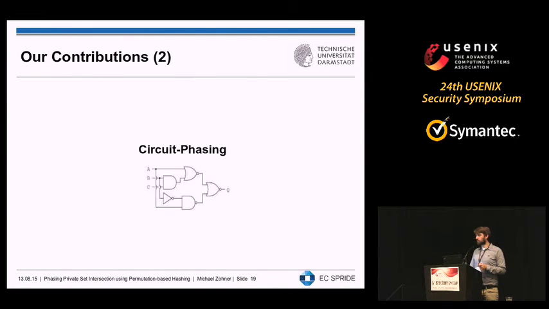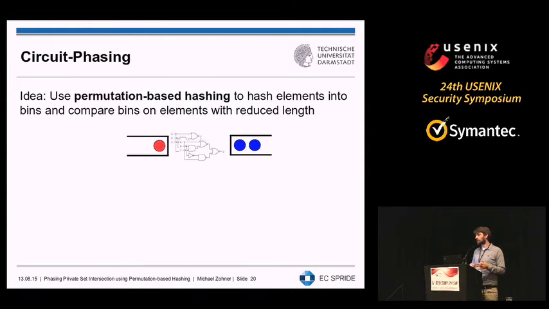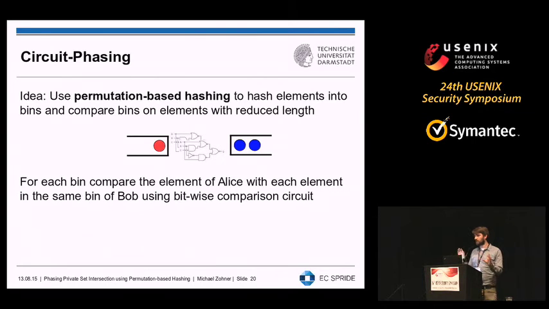For the second contribution, the circuit-based private set intersection, we applied this phasing or permutation-based hashing technique to circuits. That is, we again map the elements to bins and then use an equality circuit to compare the elements in these bins. And what this circuit does is simply take each bit and test it for equality, which is a standard functionality.